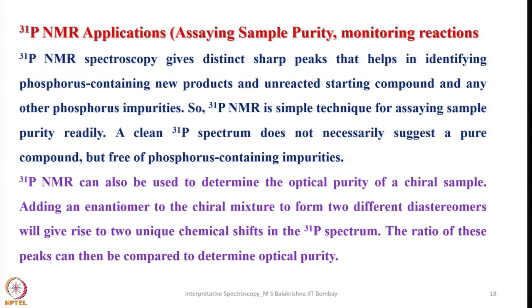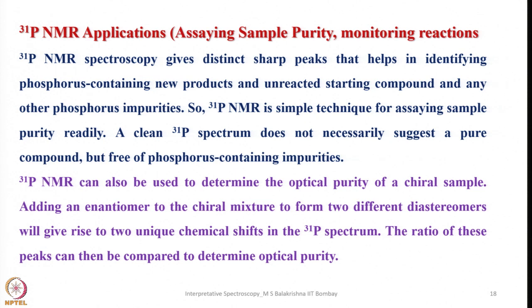When we are using 31P NMR, it gives distinct sharp peaks that help in identifying phosphorus-containing new products, unreacted starting compounds, and any other phosphorus impurities. So that's the advantage. 31P NMR is a very simple technique for readily assaying sample purity. A clean 31P NMR spectrum does not necessarily suggest a pure compound, but it can tell you that it is free of phosphorus-containing impurities. There may be other organic impurities, but this cannot tell you any further information. Only if the spectrum is clean, it would indicate definitely that there are no phosphorus impurities or any other minor products containing phosphorus.